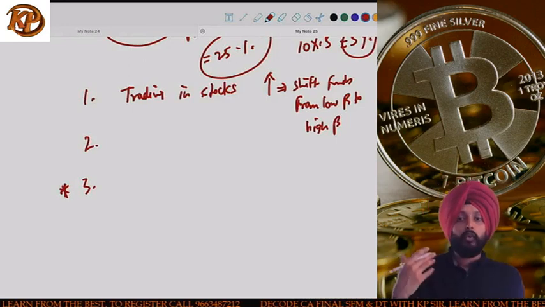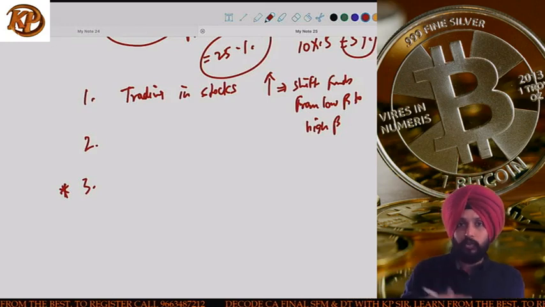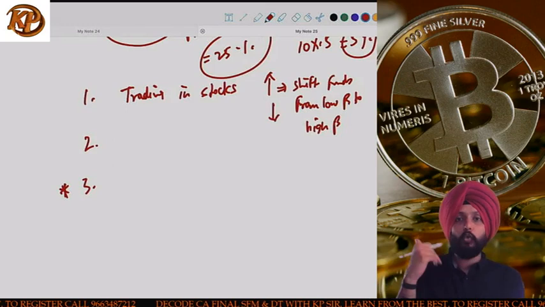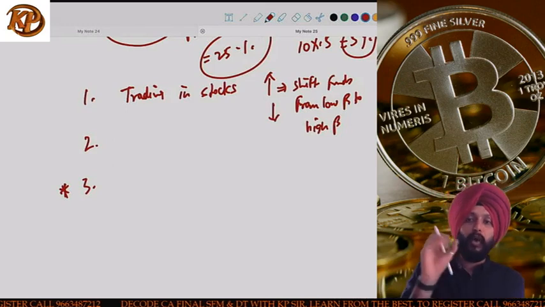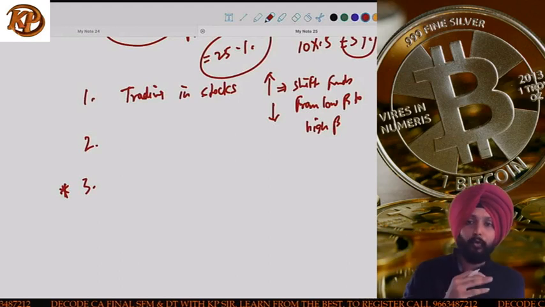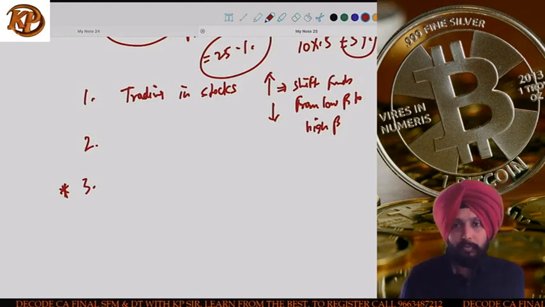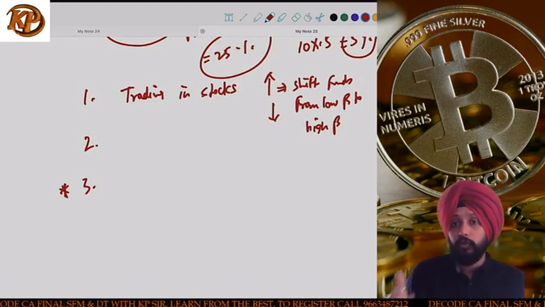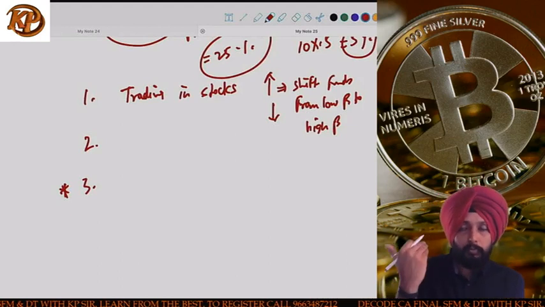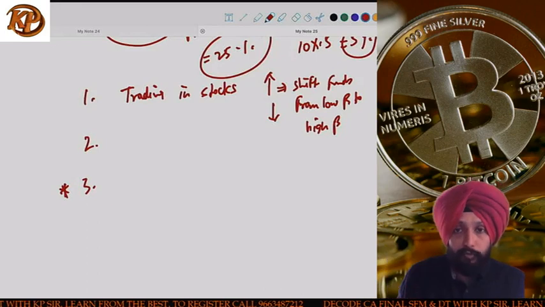So when would you like to put more money in the low beta stocks? Obviously when you are anticipating markets will go down. So if you expect markets to go up, you can shift funds from low beta to high beta stocks, and if you think markets will go down, you can shift money from high beta to low beta stocks. This way you can make adjustments of the beta so that your portfolio does not suffer huge losses, and in case of bullish markets, your portfolio can make a lot of profits for you.